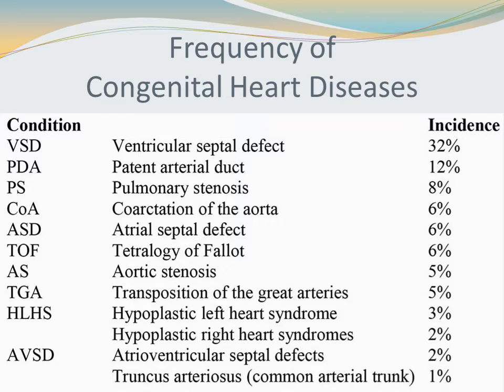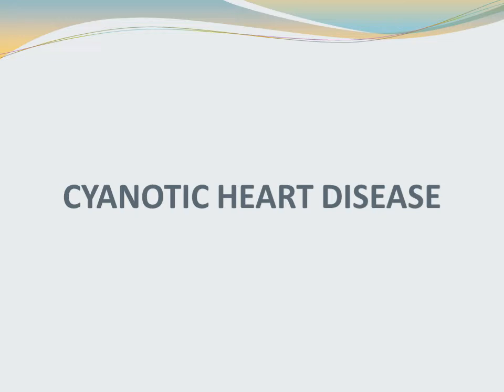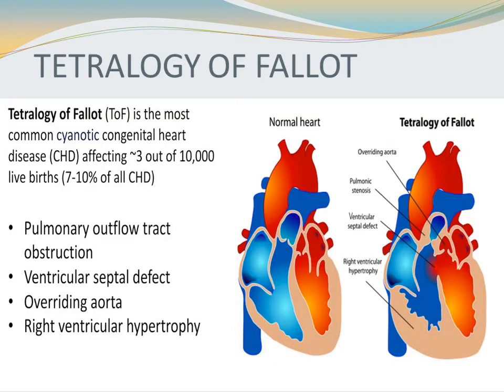This is the frequency of congenital heart diseases. Cyanotic heart diseases. Tetralogy of Fallot is the most common cyanotic congenital heart disease, affecting 3 out of 10,000 live births. 7 to 10% of all congenital heart diseases is tetralogy of Fallot. There are four anatomical abnormalities in tetralogy of Fallot. Number one, there is pulmonary outflow tract obstruction. Infundibular stenosis is the other name. It is not usually valvular, it is subvalvular outflow tract obstruction.